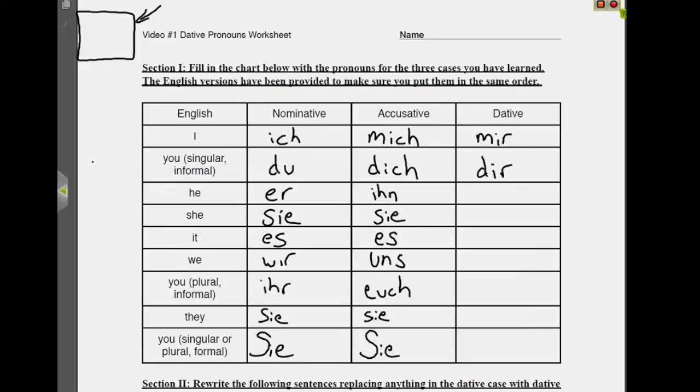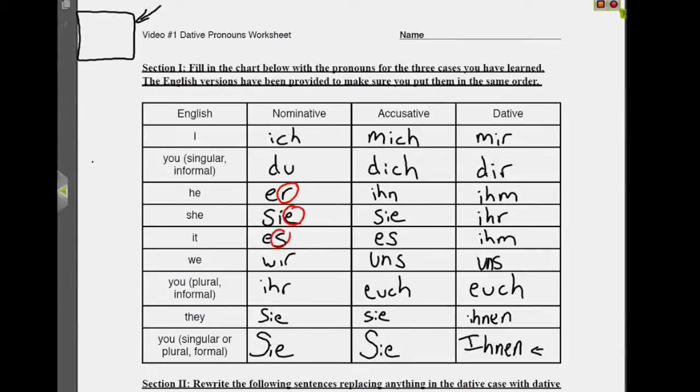Dir is dative. Er changes from ihn in the accusative to ihm in the dative. Sie finally changes in the dative case to ihr. Es also changes here, and that becomes ihm. We, on the other hand, still stay uns, and so we have uns. And then for the ihr form, we still have euch. And then both sie and Sie at the bottom of the chart here, we have ihnen and Ihnen. Notice that we capitalize this one here because it's still the formal form, and therefore we have to have Ihnen with a capital I.